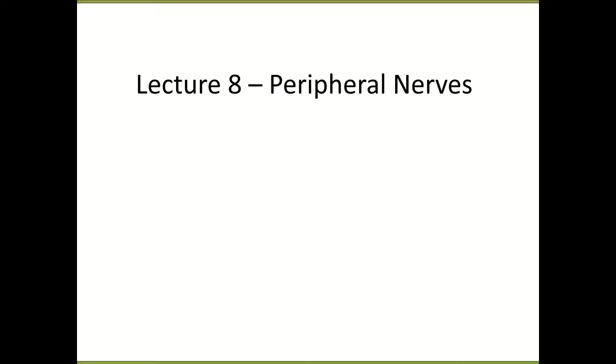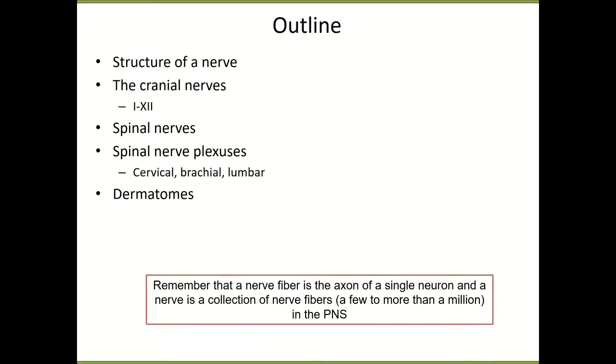Let's go ahead and get started on peripheral nerves here. So here's what we're going to cover. We're going to cover exactly what a nerve looks like, and then we're going to dive into our two major groupings of nerves, the cranial nerves and then the spinal nerves.